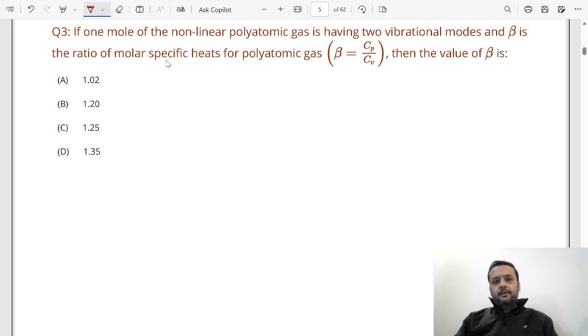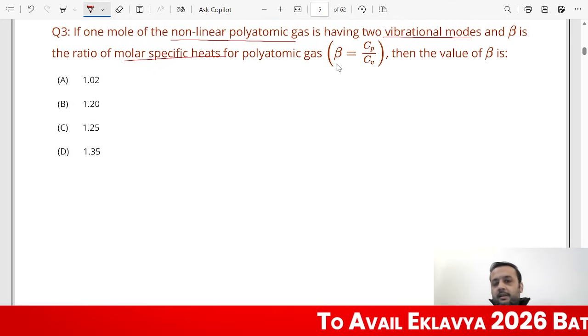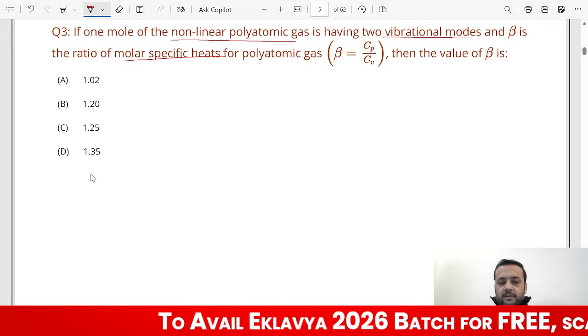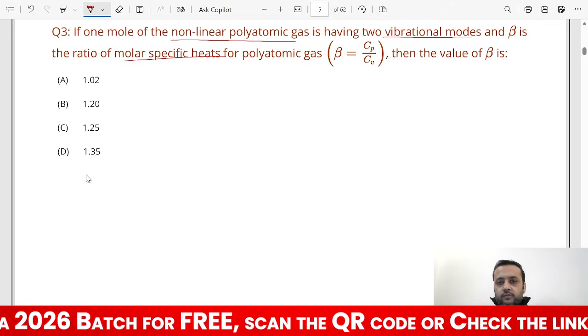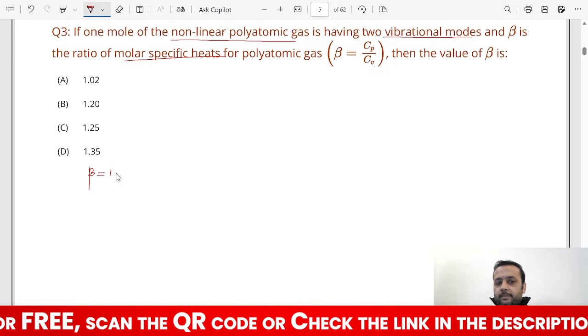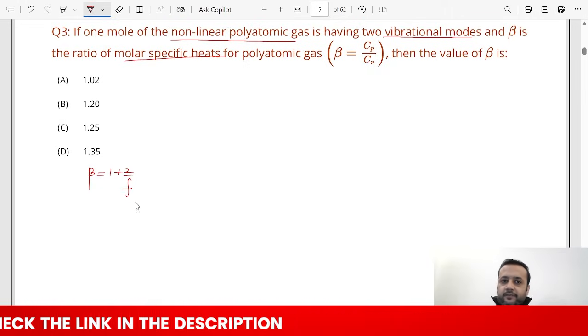Here what is happening, if 1 mole of the non-linear polyatomic gas having two vibrational modes, and beta is the ratio of molar specific heats, then we have to find the value of beta. Now basically if you remember, the standard symbol for Cp by Cv is gamma, but here they are calling that as beta. So the relation between degrees of freedom and the Cp by Cv ratio, which is beta here, is beta is equals to 1 plus 2 by f. Here f is the number of degrees of freedom.